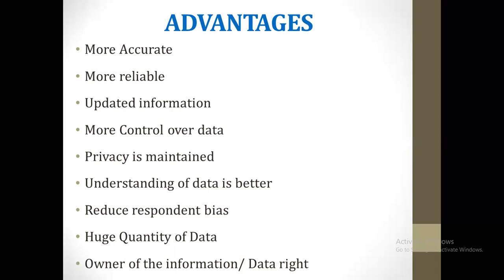Another one is a huge quantity of data. Suppose the researcher uses secondary data, the content available is limited and it contains only a limited amount of information. But in the case of primary data, the researcher collects huge information about the respondents. It helps to conduct the research in the best manner.